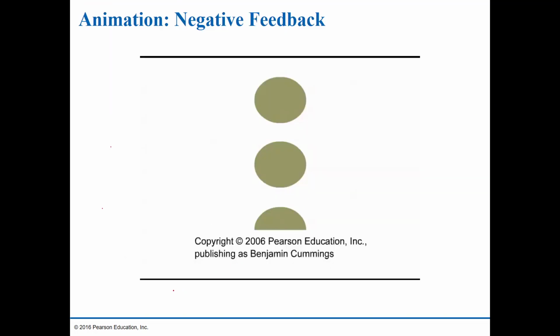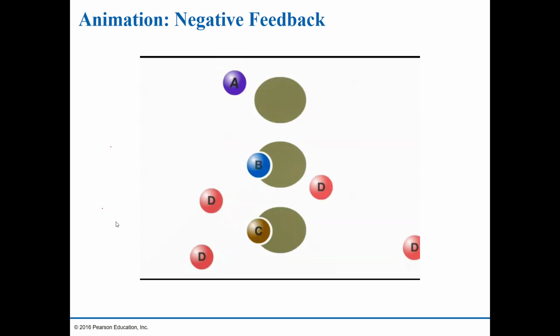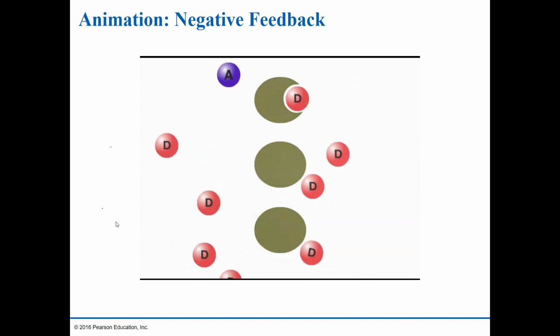So let's just watch this real simple example of negative feedback. This simple animation illustrates the principle of negative feedback, or feedback inhibition, in the regulation of a chemical reaction sequence in a cell. The sequence involves 4 molecules, A, B, C, and D. 3 different enzymes catalyze the conversion of one molecule to the next. The final product, D, inhibits the first enzyme in the sequence. When the concentration of D rises to a certain point, the reaction shuts itself down.